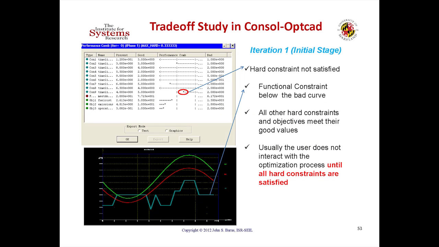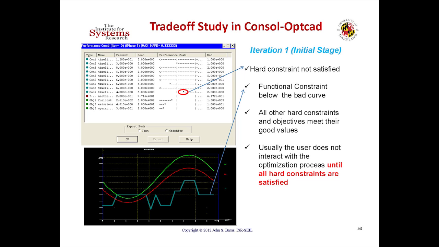So here's what happens. You run an iteration, and you get the red dot here, which says that a hard constraint is not satisfied. These arrows, we call the comb, because it resembles a comb. You have to be between the good and bad values for the various specifications. And you see here that this is not satisfied.